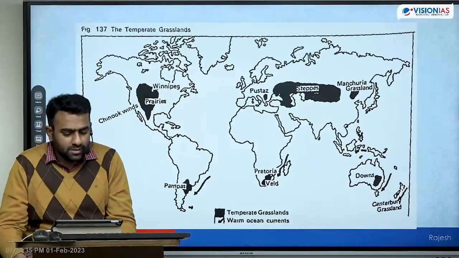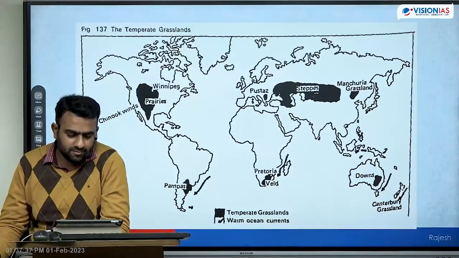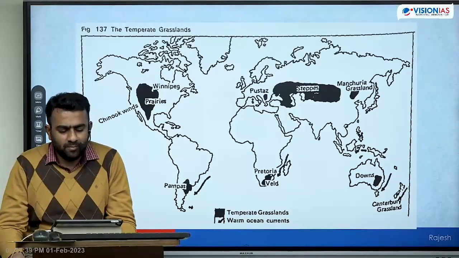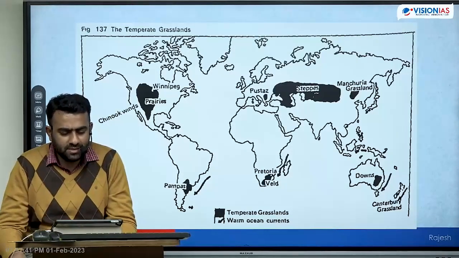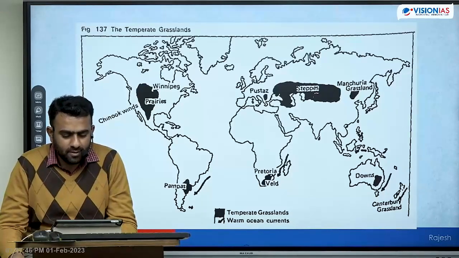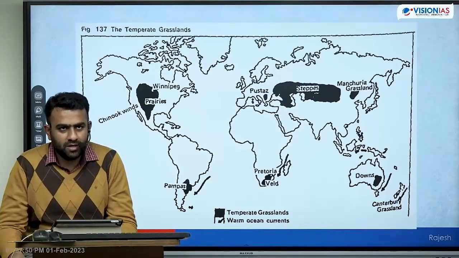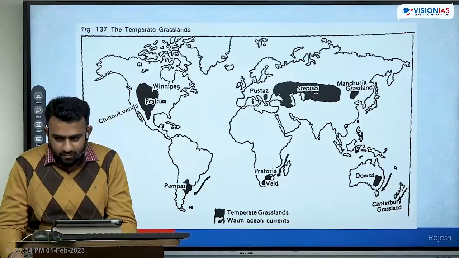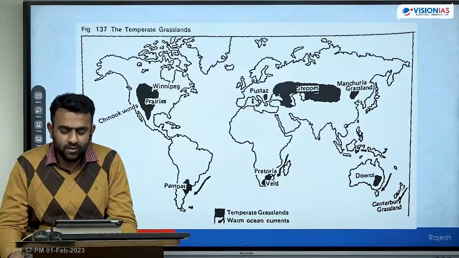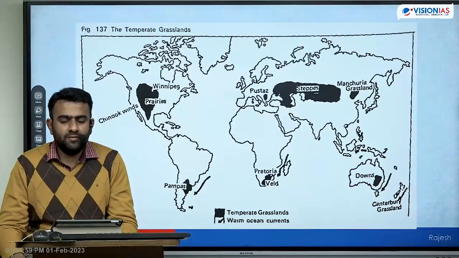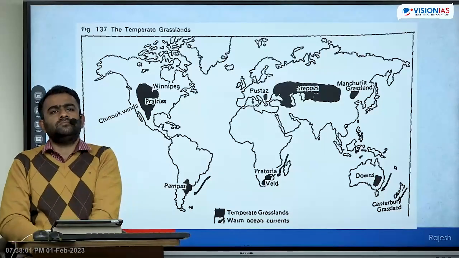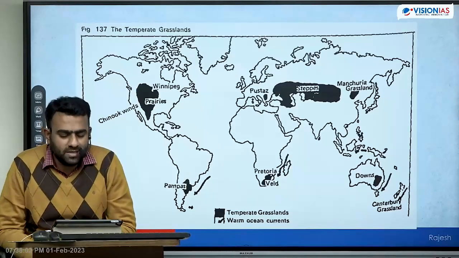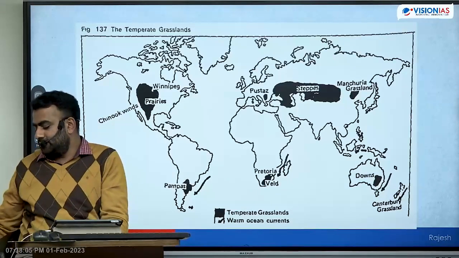So write out this steppe type of climate. First point, precipitation is higher than tropical grasslands, due to the influence of temperate cyclones during winters.